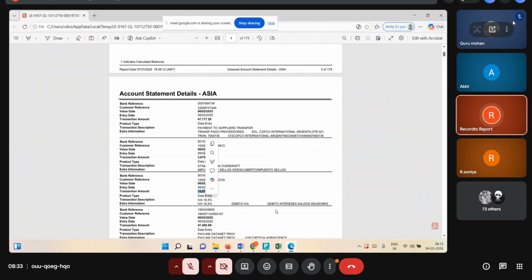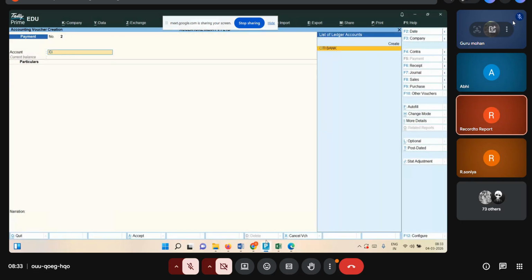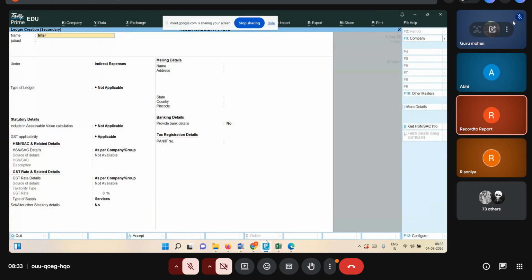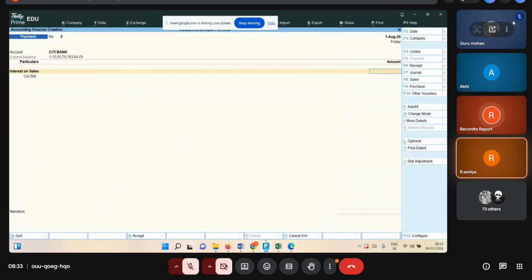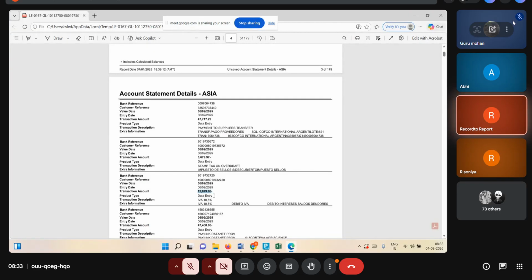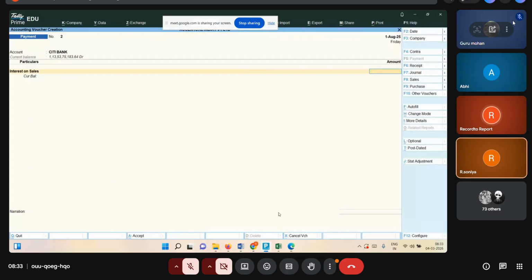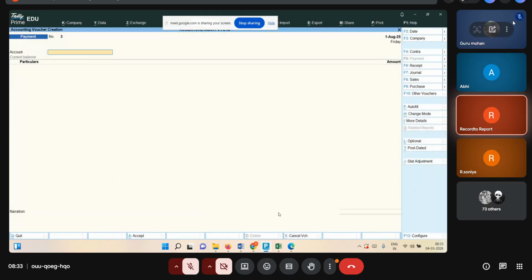Now again, we have one more transaction. It is related to interest on sales. So is it an interest, guys? Okay, it's an interest. So Citibank, interest on sales. Okay, indirect expenses. So what is the amount here? Onto this, guys. Okay, save this.